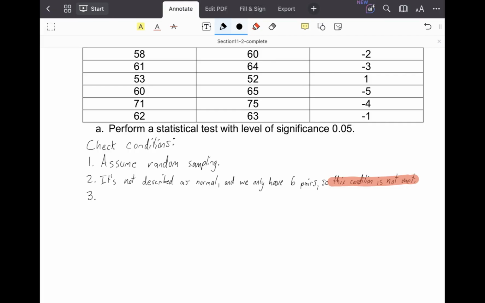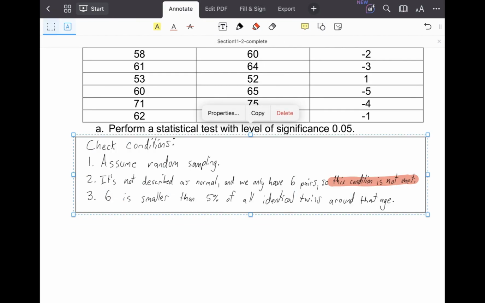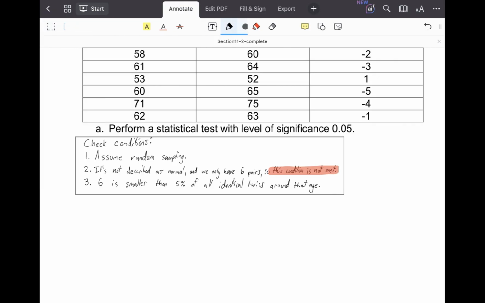And 6 is smaller than 5% of all identical twins. Around that age. And we're good with that last one. We can assume that, well, 6 is a super small sample size, so it should definitely be smaller than 5% of all identical twins.